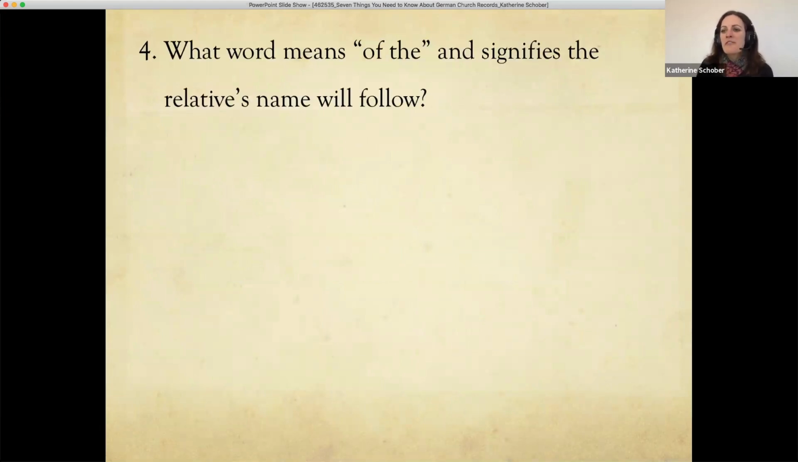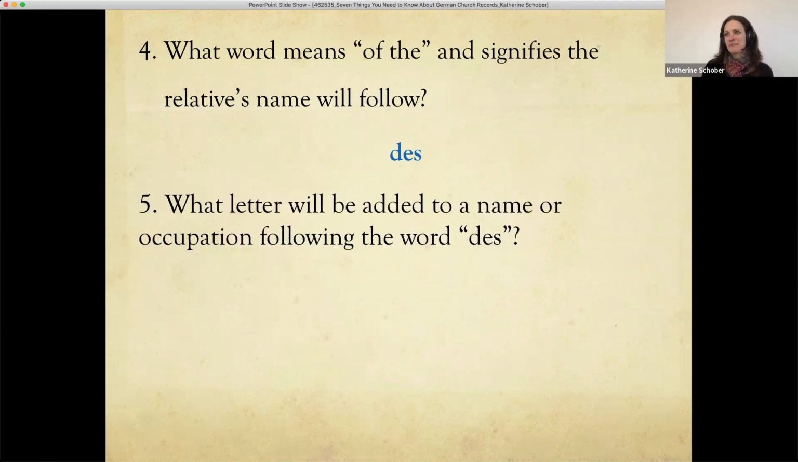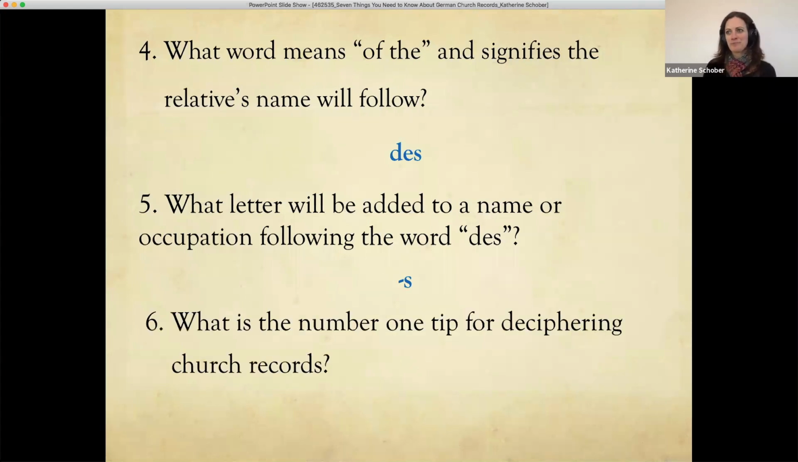Which word means of or of the and signifies that a relative's name will follow? Our favorite German word in church records. That is our des. Remember, look for that des and you'll find a name shortly after. Which letter will be added to a name or occupation following the word des? The letter S. So remember, if you see an S on your last name, that's usually just a grammatical marker followed by the word des, or it will be on the occupation if it's not there.